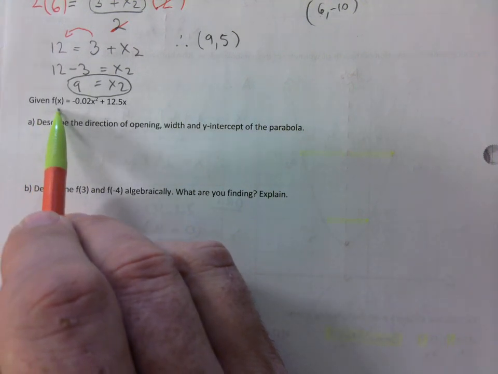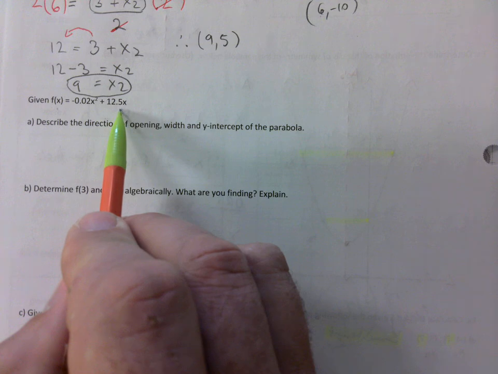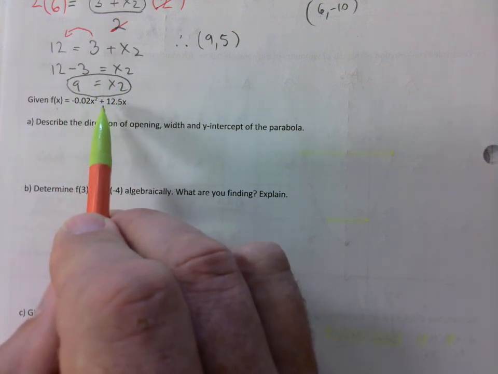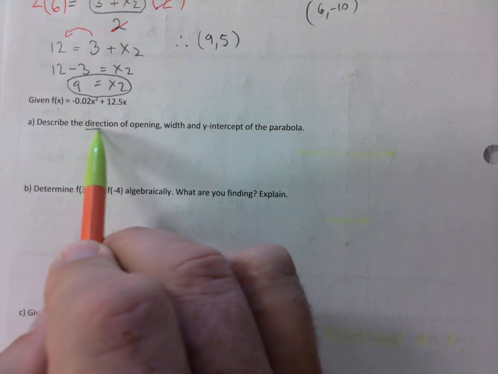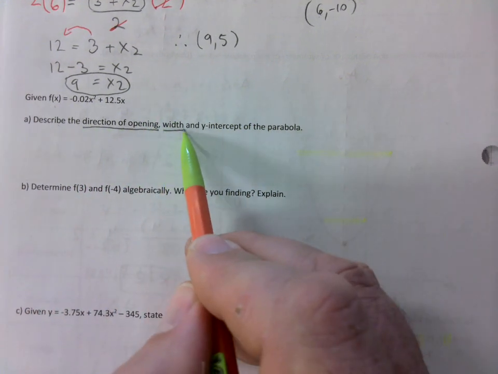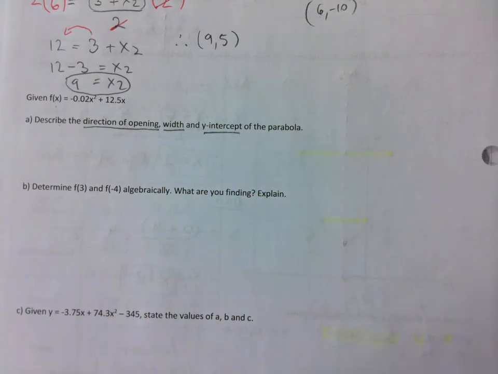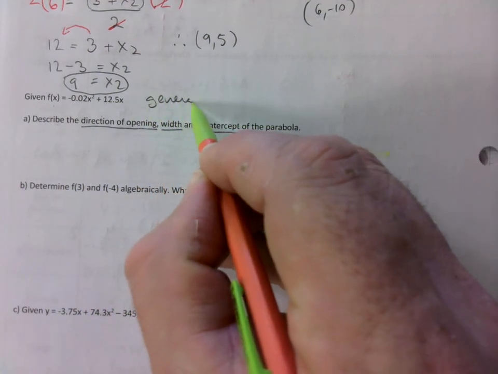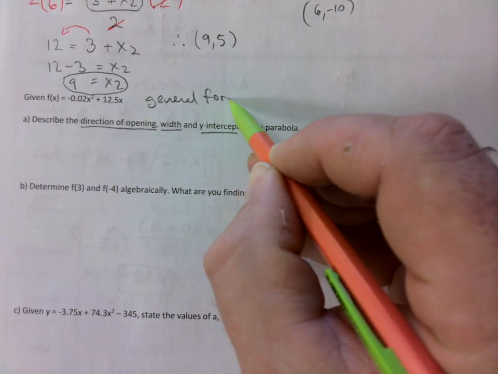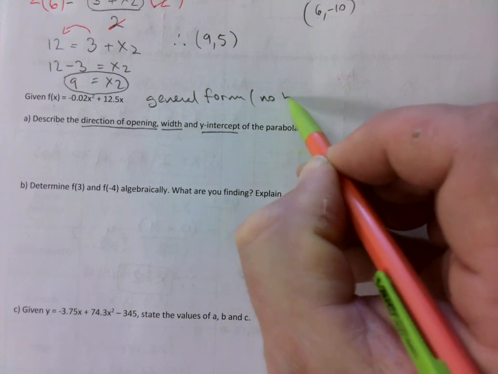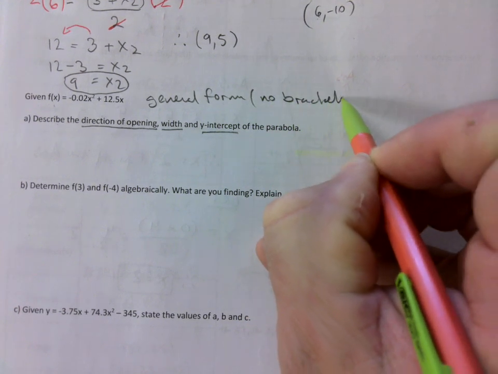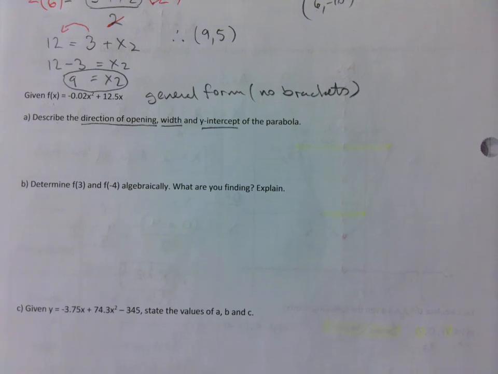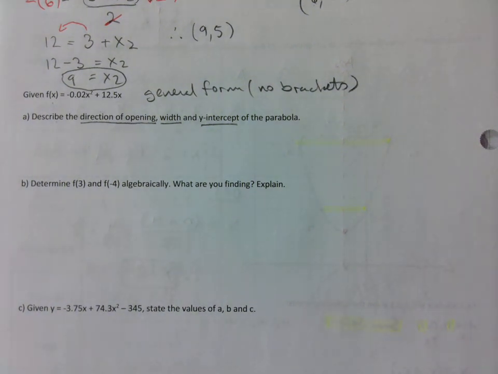Next, given f of x is this, okay? And I know it looks ugly, but don't worry, you have your calculator, worst case scenario. Describe the direction of the opening, the width, the y-intercept, and the y-intercept of the parabola. First of all, we know this is in general form. How do I know that? No brackets. It's not a very scientific way to say it, but it is. It's no brackets, it's general form.